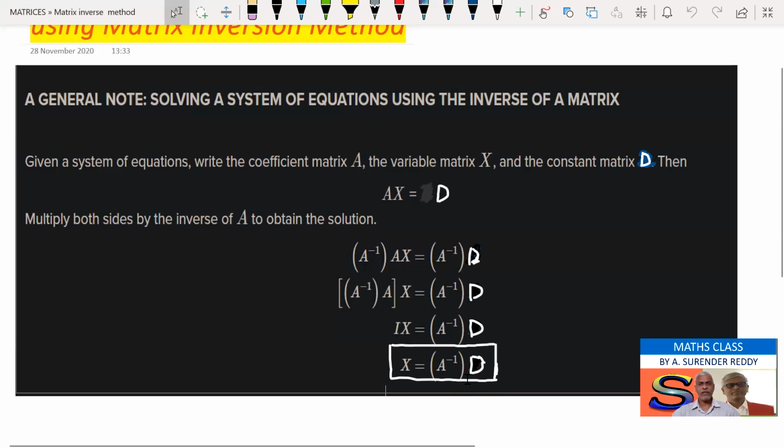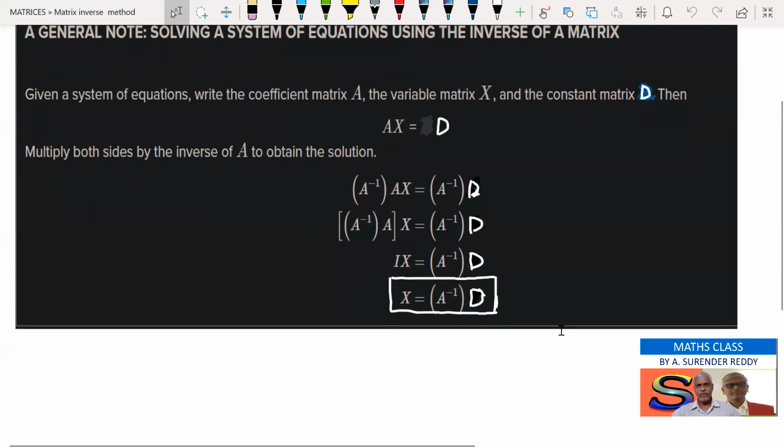So here A inverse is involved. So this method is called inversion method or matrix inversion method, or simply inverse of a matrix, A inverse. By using inverse of a matrix, how to solve the given system of equations. Okay. X is equal to A inverse D. So in this method, we calculate first inverse of A, and then the product A inverse into D will give us the solution.